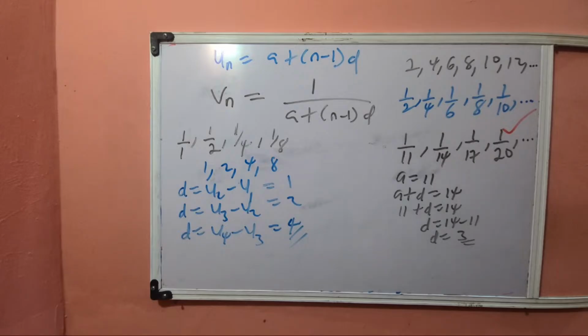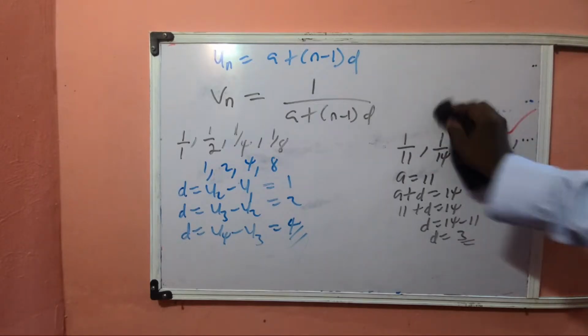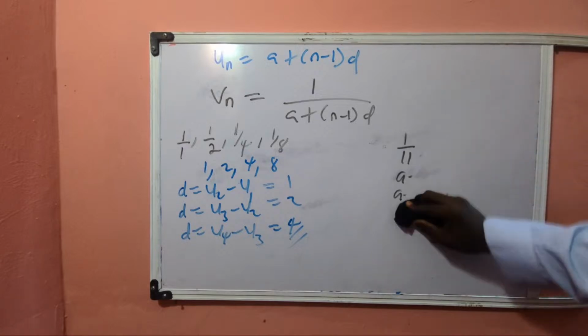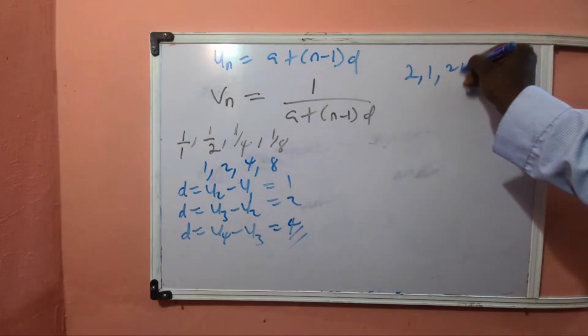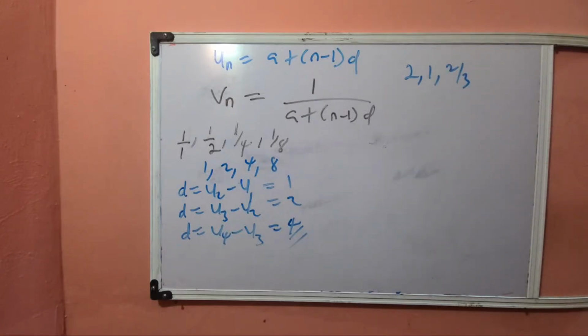Let's take this very last sequence. Oh, we still have 2 more sequences to identify as harmonic or not. Of course, this will solidify your knowledge on harmonic sequences. You're supposed to always be able to identify a harmonic sequence. So we have 2, 1, 2 over 3, 1 over 3, and then 2, 1, 2 over 3, and 1 over 2.